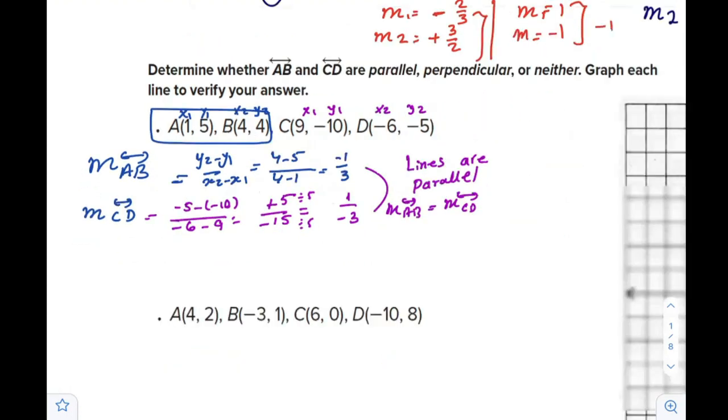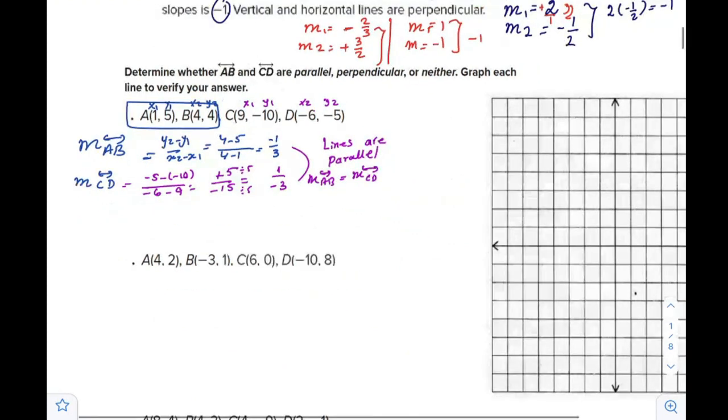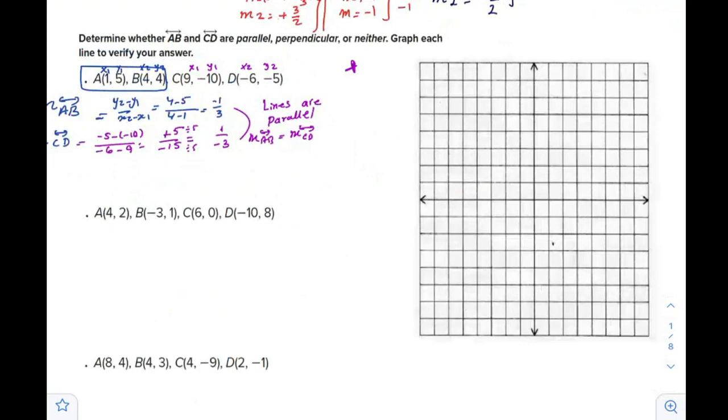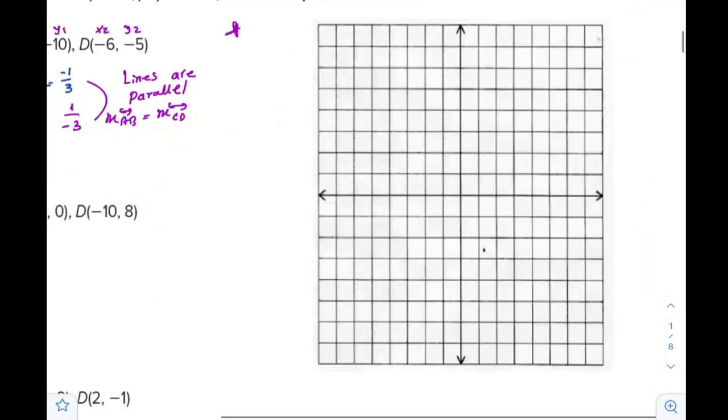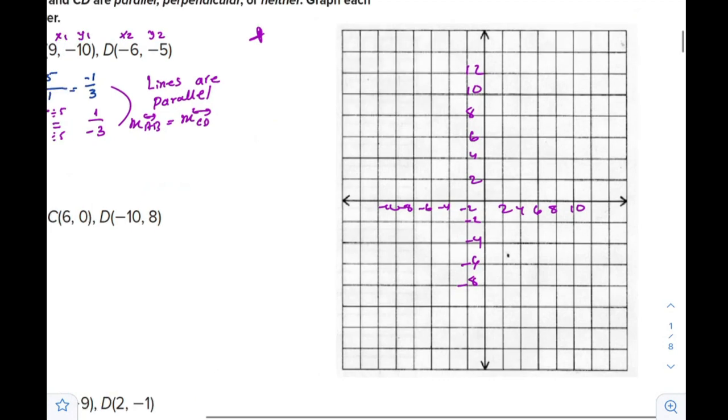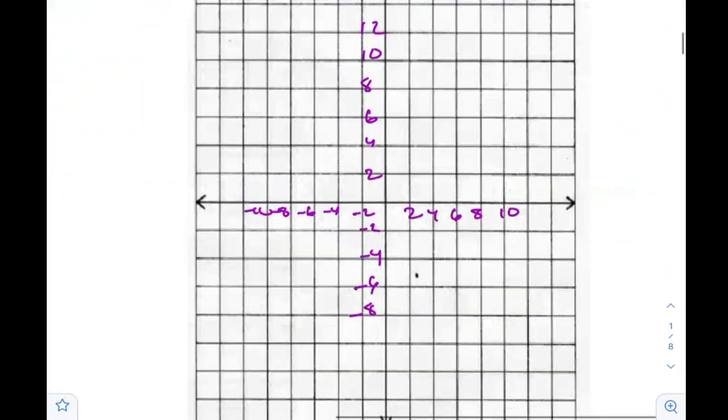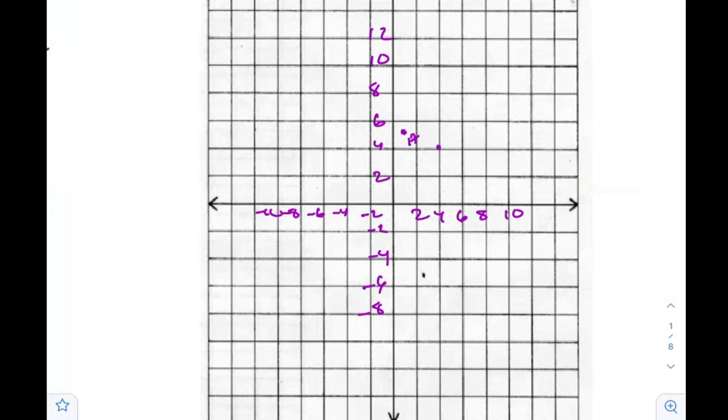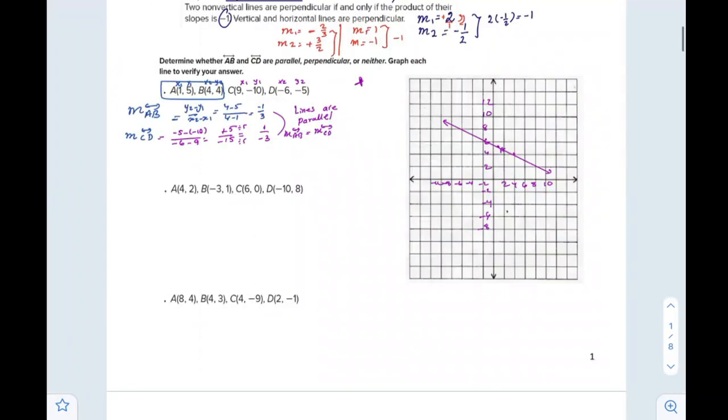Let's graph and check. We will use purple color for number 1. Let's take another scale: 2, 4, 6, 8, 10, 12, -2, -4, -6, -8. First point A is 1 and 5, so 1 goes to 5 somewhere here. This is A. And then we have 4 and 4, which is this one. And when you match, this is the first line, AB.